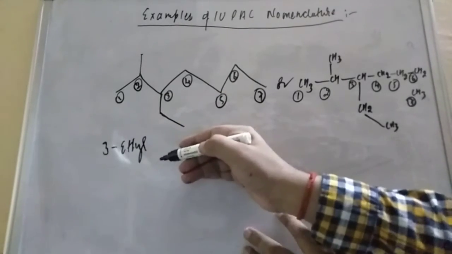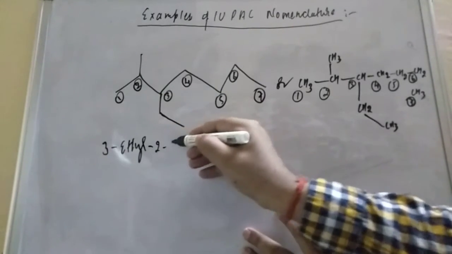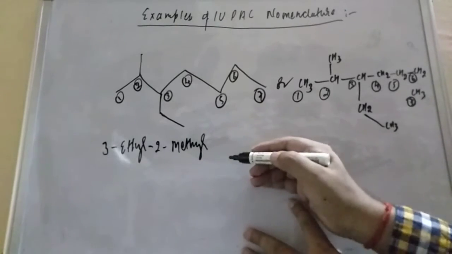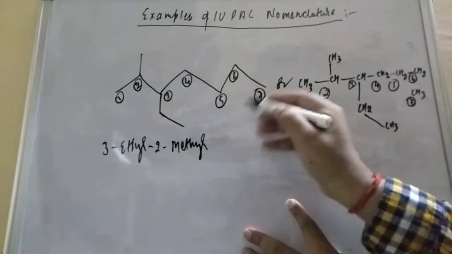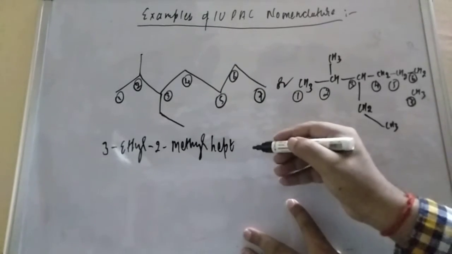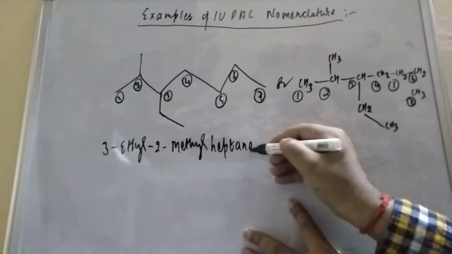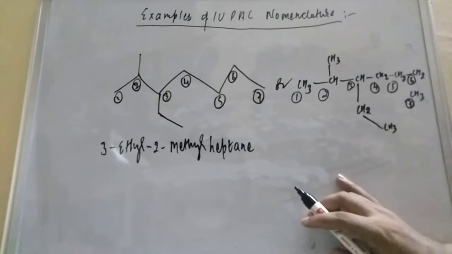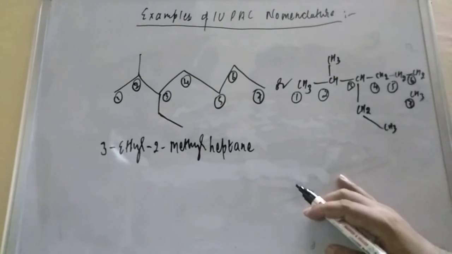3 ethyl. Then on the second position, what is there, student? Methyl. 2 methyl. Then what will come, student? Word root. How many in the word root? 7. 7 means what, student? Hept. And all are single bonds for the primary suffix, so that is heptane. 3 ethyl, 2 methyl, heptane. This is the name of this compound.